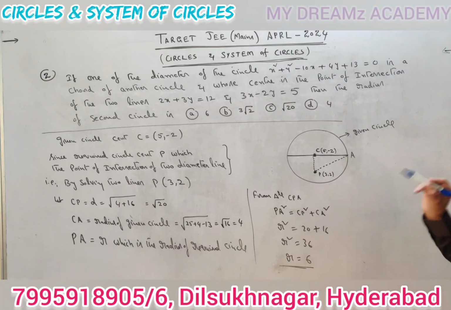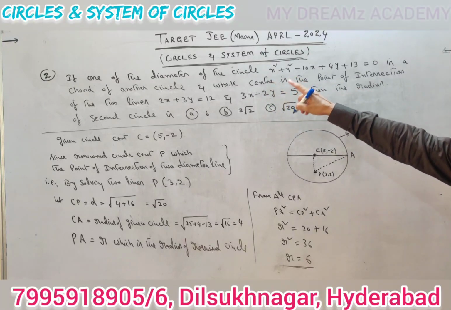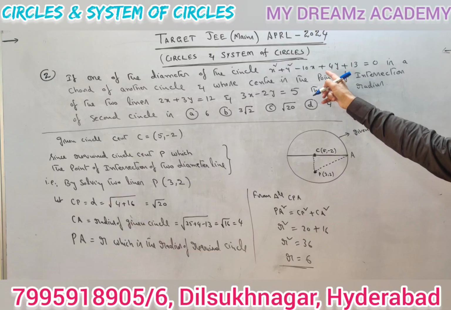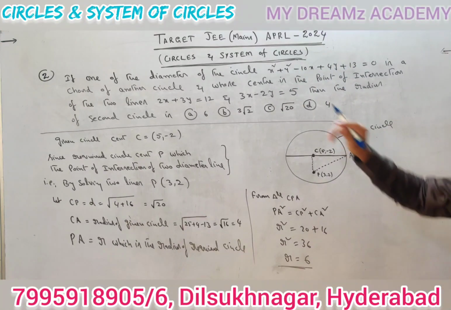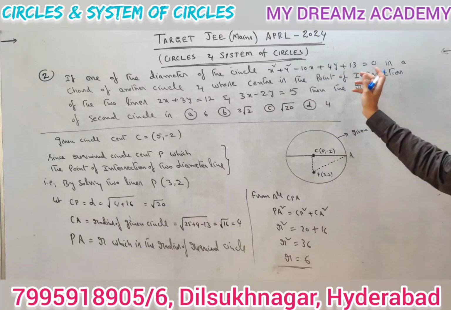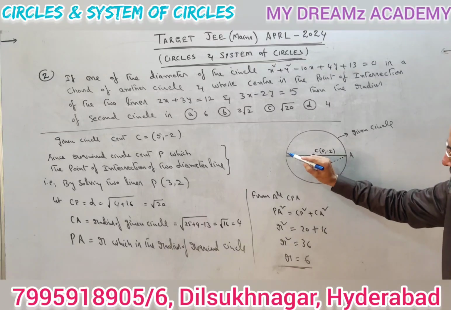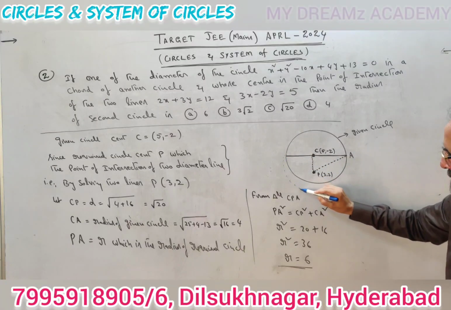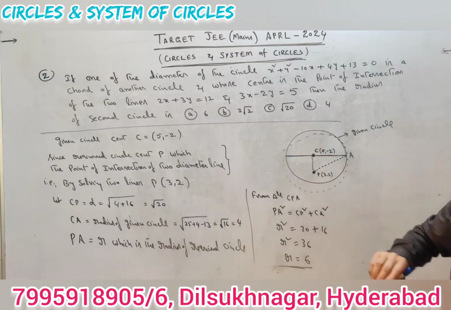It's very simple. Suppose the question says one of the diameters of the circle is the chord of another circle. One of the diameters of the circle is the chord of another circle. Now what we require is like this. We want to find the required circle, something like this.